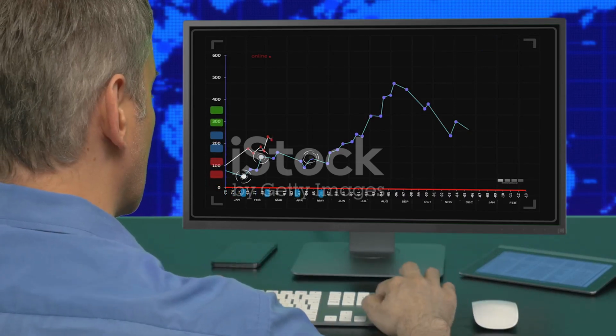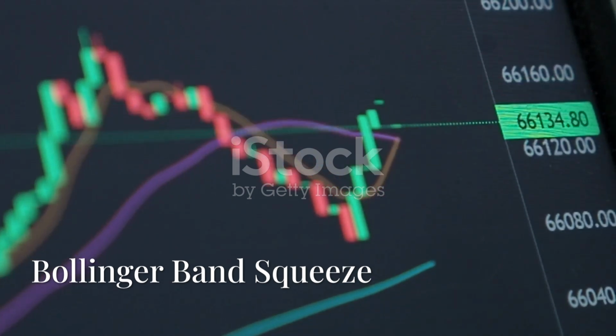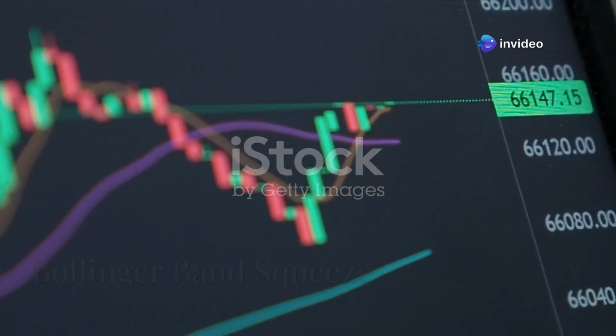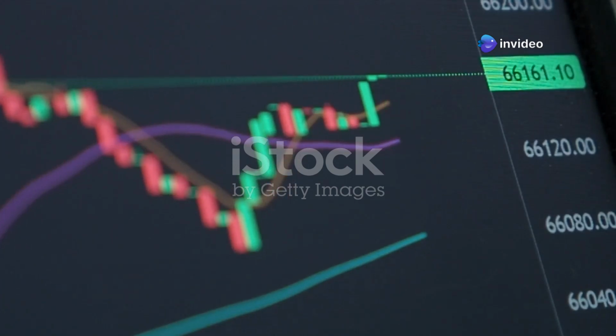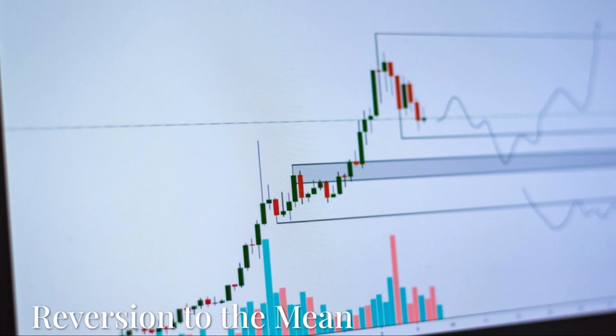Let's look at 2 common strategies. When the bands contract significantly, it often precedes a strong price move. This is called a squeeze, and it's a signal to watch for a breakout.